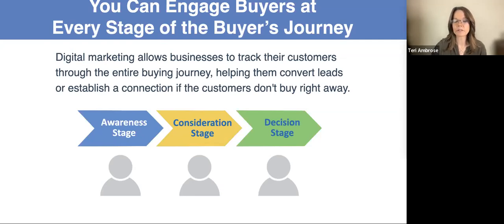So let me give you a little scenario. In the awareness stage, the buyer is aware that they have a problem or a need or a desire to buy something, but they may not know exactly what it is or how to solve the problem. So for example, someone who's looking to start a business might wonder about invoicing. They know they need to invoice their clients, but they're not really sure how to do that or what they need. So they start to Google some questions.